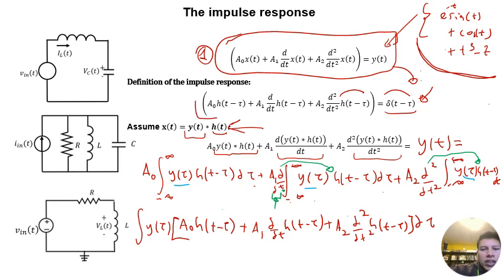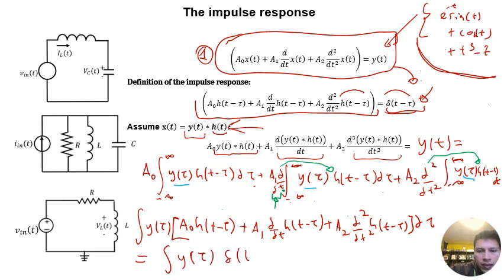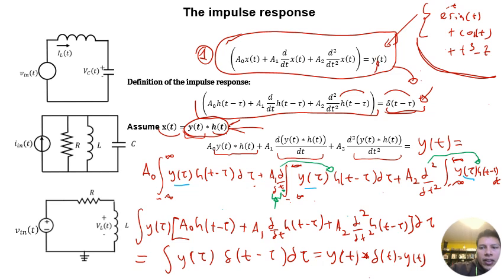Well, look, by definition, this is actually just the delta function. So I'm going to get that this is actually the integral of y sub tau delta of t minus tau d tau, which is actually just equal to y sub t convolved with delta sub t, which is equal to y sub t. So as you can see, this is actually the solution to this differential equation, because when I plugged it into the differential equation, I got y sub t. So indeed, this works.